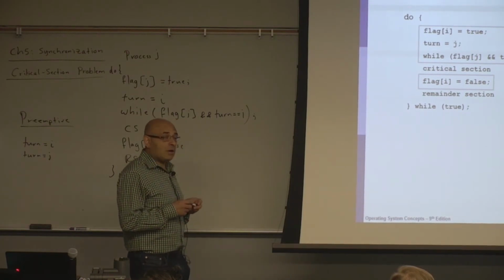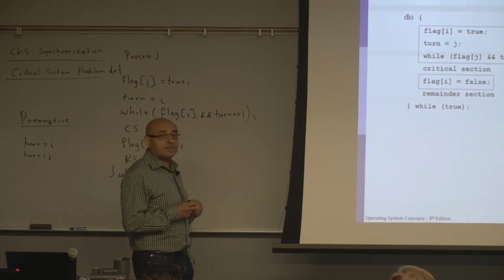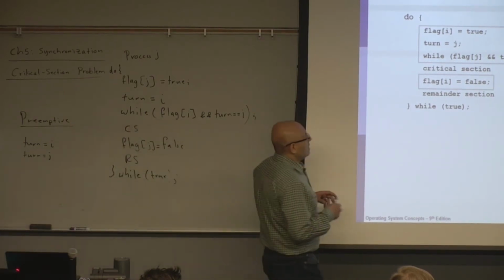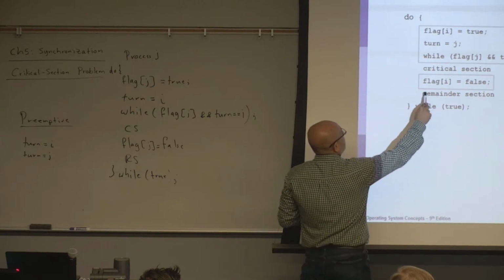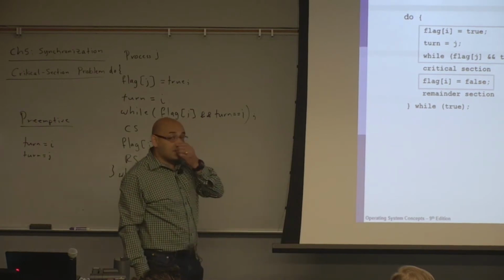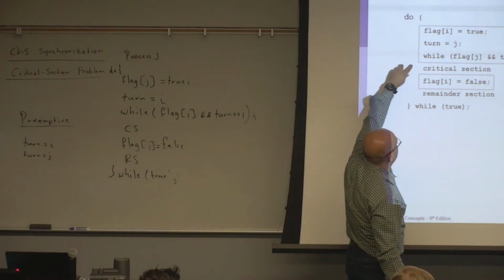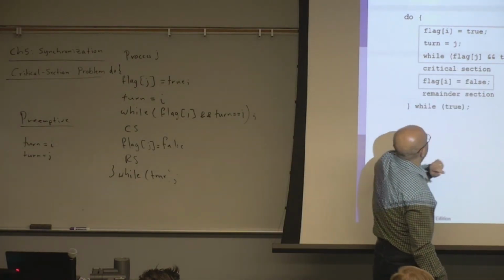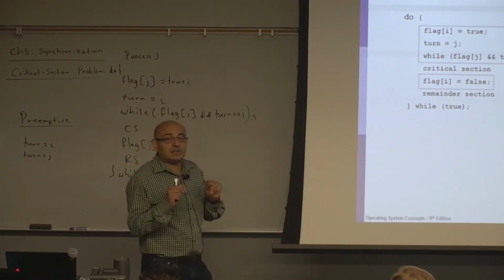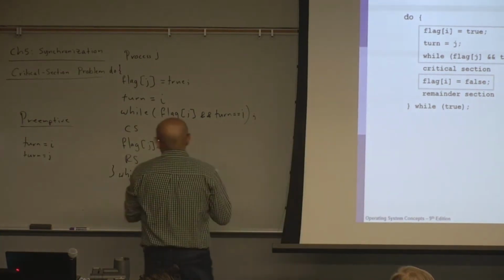Now remember, with all of these synchronization problems, we can never make any assumption about the relative speed of the processes. So we cannot assume that by the time process I completes its remainder section, process J will have gotten the CPU and will have found flag of I to be false. No. You cannot make any assumption about relative speed, and you cannot make any assumptions about the fairness of the scheduler. So the scheduler may not be fair.